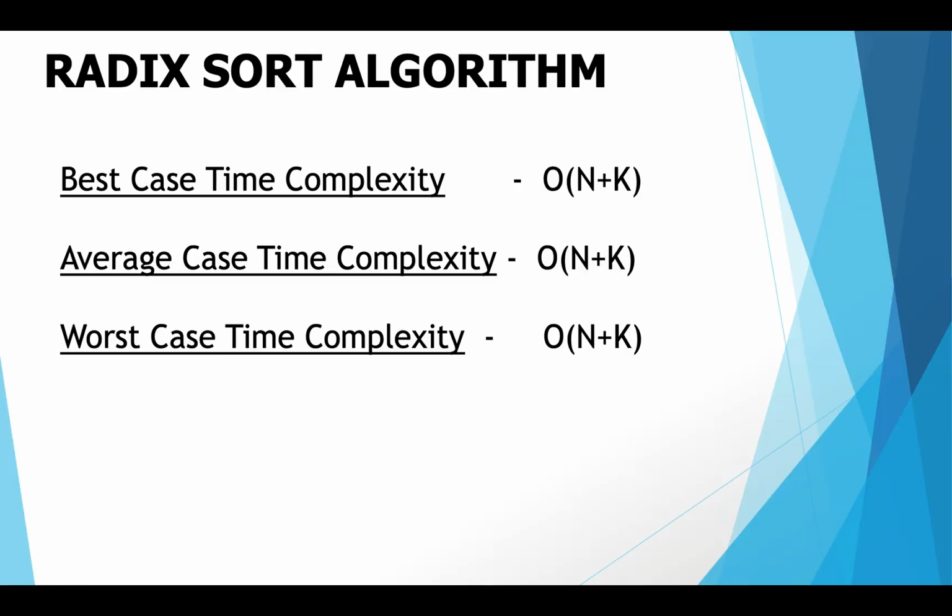Let's now learn the time complexity of the Radix sort algorithm. The best case, average case, and worst case time complexity of Radix sort algorithm is big O n plus k, and when it uses counting sort as the intermediate sorting technique, then the time complexity becomes this, where d is the number of digits.